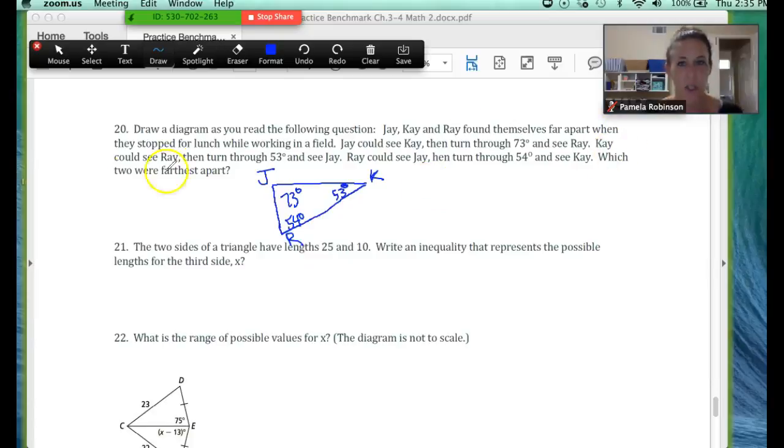So this is the question. Which two were the furthest apart? Knowing that Ray had to turn 54 degrees to see K, J had to turn 73 degrees to see Ray, and K had to turn 53 degrees to see J. Just knowing how they had to turn to see each other, you can figure out who's the furthest apart. And this is how you figure it out.